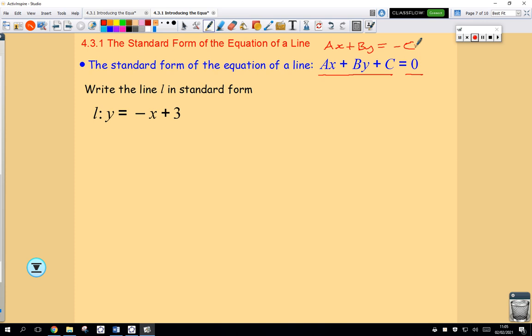This says write the line L. L is the name of the line. There it is. That's kind of the notation. We write the name of the line, then a colon, and then the equation of the line. Write the line L in standard form. Before I do, from the previous class, we should be able to straight away say what the slope and the y-intercept are. And every time you see a line, that should go through your head. It doesn't matter if it says what's the slope in the question, you should be immediately thinking about slope, y-intercept.